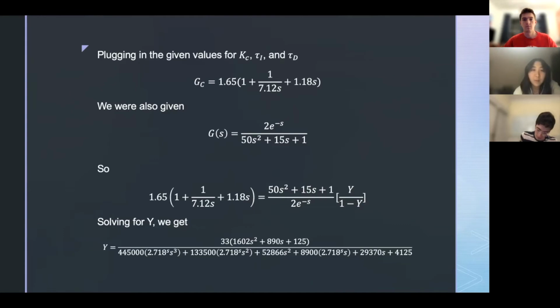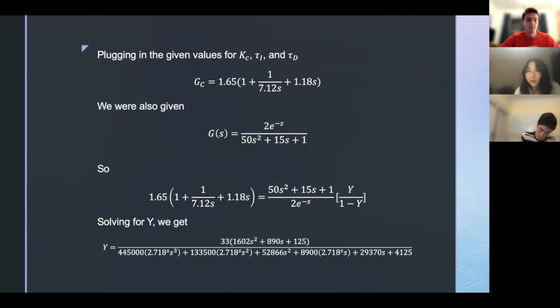And we're going to plug in the given values from the problem statement to get our GC equation, which is 1.65 times 1 plus 1 over 7.12 S plus 1.18 S. And in the problem statement, we are also given our G of S equation, which is 2 times e to the negative s over 50s squared plus 15s plus 1.